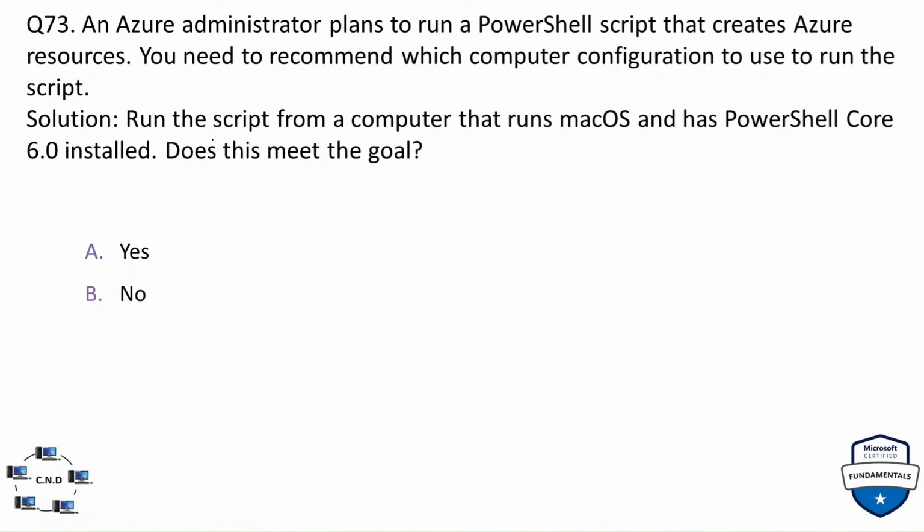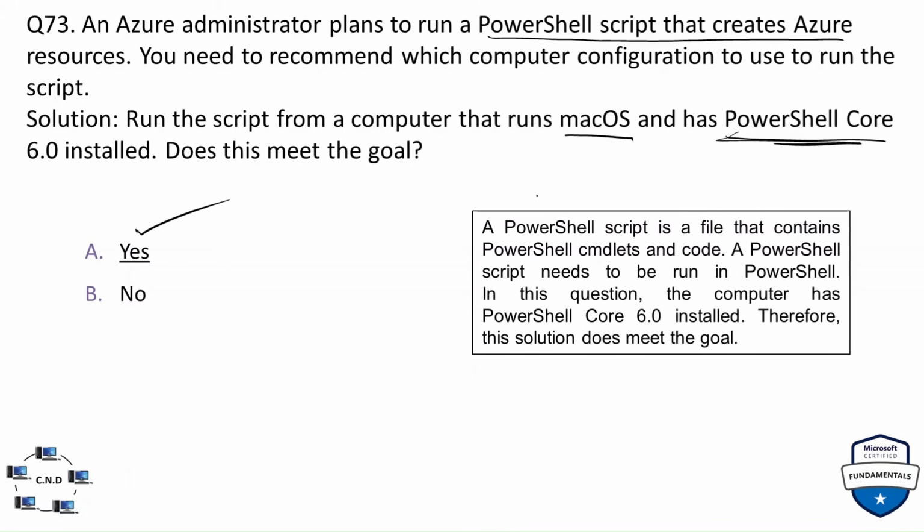Again, we have the same question that an Azure administrator plans to run the PowerShell script that creates Azure resources. You need to recommend which computer configuration to use to run the script. This time the solution is to run the script from a computer that runs macOS and has PowerShell Core 6.0 installed. Does it meet the goal? And the options are yes or no, and the correct option is yes, because PowerShell Core will enable us to run the PowerShell scripts.